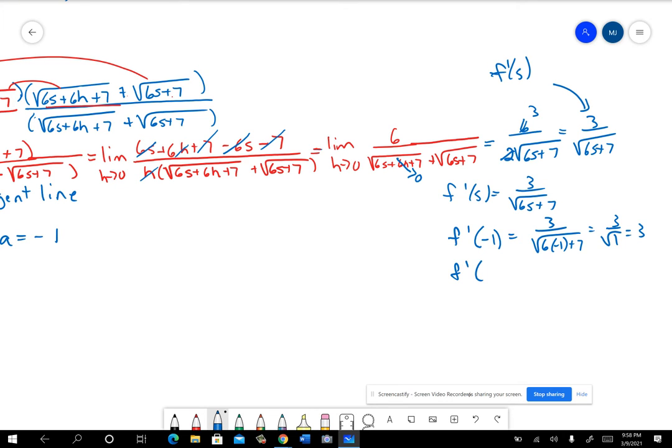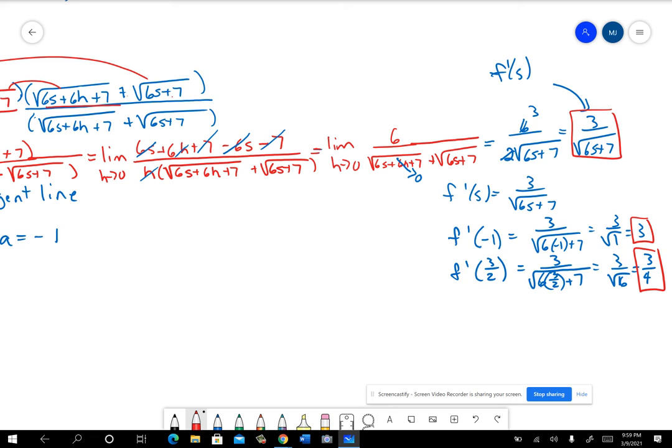And then after we finish that, we're supposed to do f prime of 3 halves. Okay, that would be, was it positive 3 halves? Yeah, positive 3 halves. So that would be 9 plus 7, that would be square root of 16 down there, which would be 4 really, and that would be then a positive 3/4. Okay, so on that one, they wanted you to find f prime, so that's this. Then they wanted you to find f prime of -1, and then find f prime of 3/2. Okay.